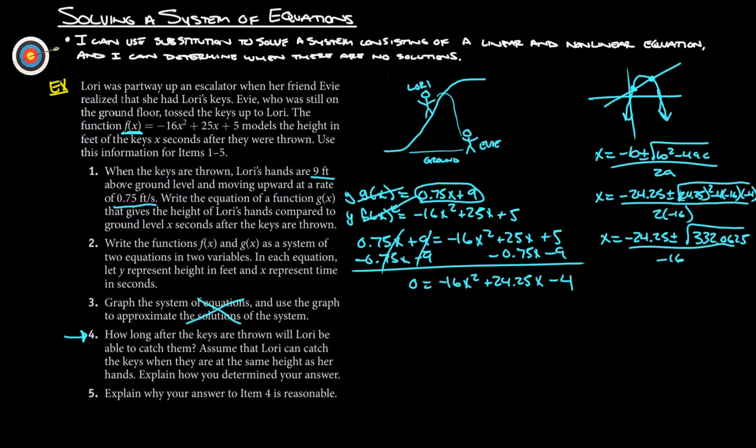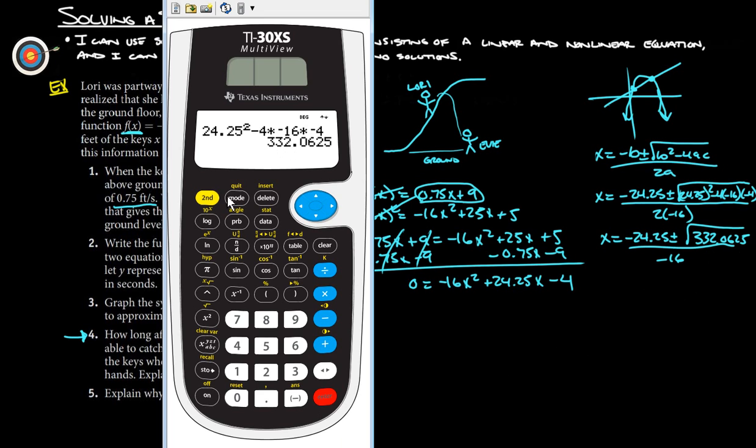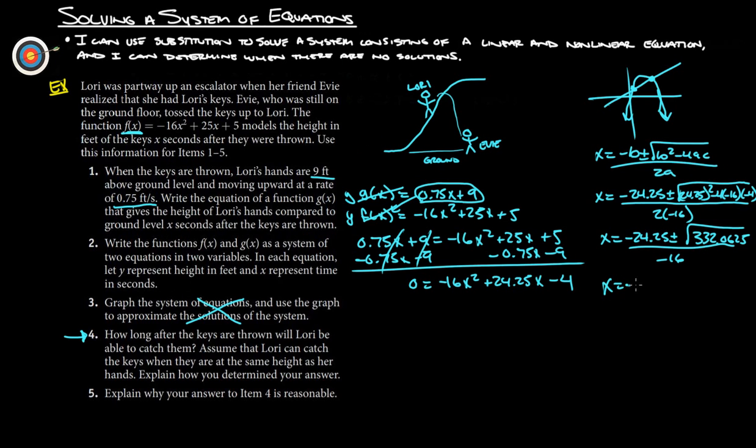Okay, now here's what I'm going to do with this. I'm going to actually figure out what this is as a square root. That's just going to give us a number. So we're going to do second square root, and instead of putting that thing in, I'm going to do second answer. It'll plug that answer back in for me. We get 18.22, we're going to call that. So really this is x equals negative 24.25 plus or minus 18.22 over negative 16. Whew.